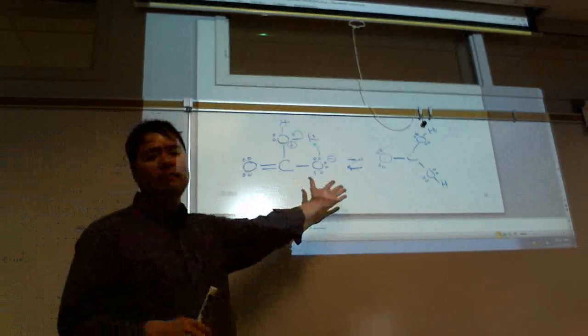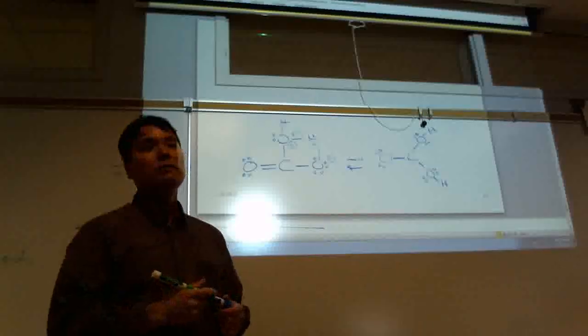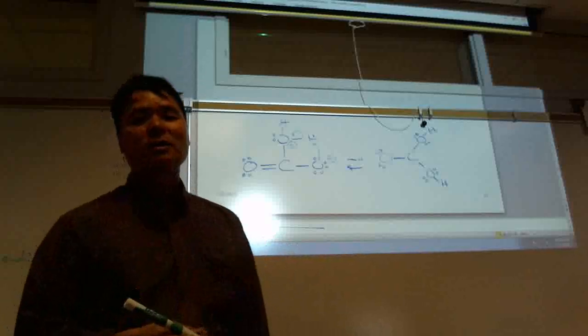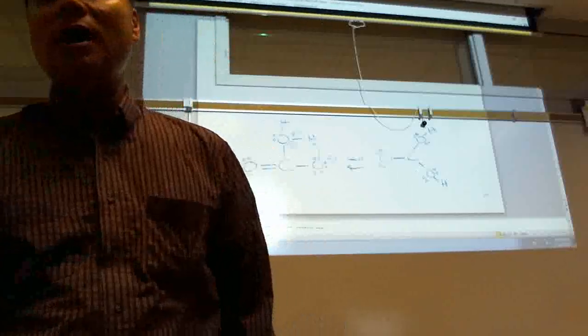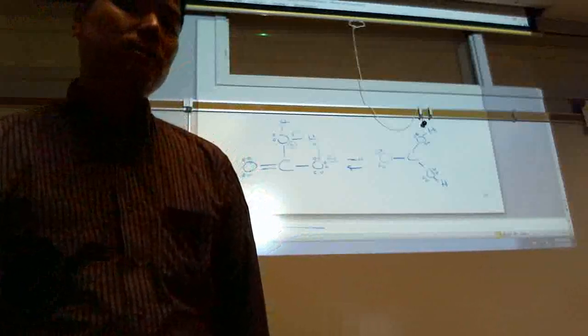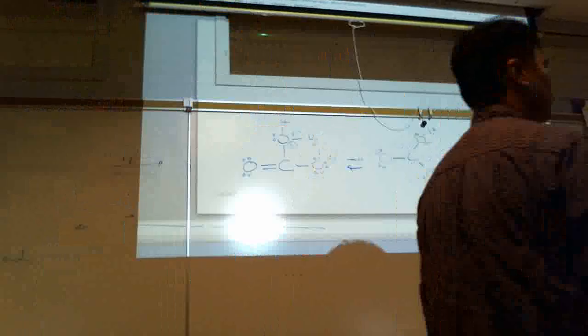This is what we call a mechanism. You know, a mechanism just shows you how the electrons get rearranged. In chemical reactions, that's what we look at. How do the electrons get rearranged, or how do the atoms get rearranged? What kind of new bonds do we form?